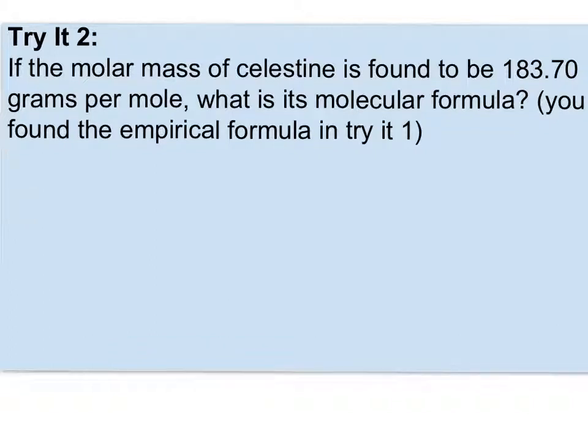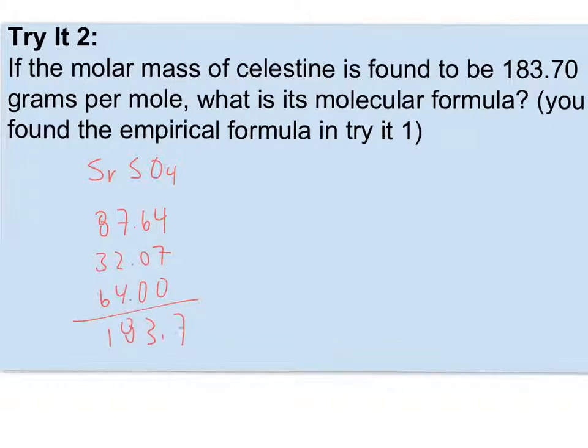So if the molar mass of celestine is found to be 183.7 grams per mole, what's its molecular formula? Well, remember, you found the empirical formula back in try it number 1. So if you find your empirical formula, it was SrSO4. So if I add up the molar mass for just that amount, I have 87.64 for the strontium, 32.07 for the sulfur, and 64, 4 times 16 for the oxygen. I get a mass of 183.70. So that's letting me know that not only is that the empirical formula, but it's also the molecular formula.